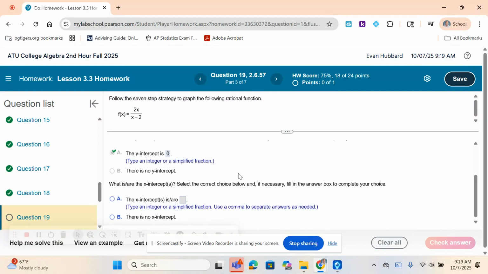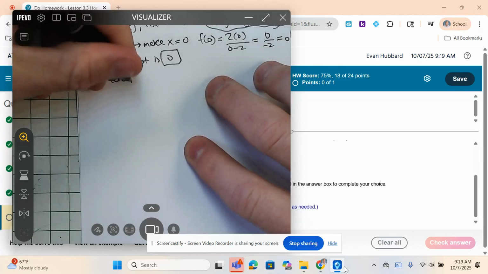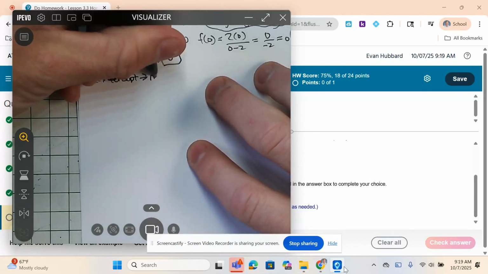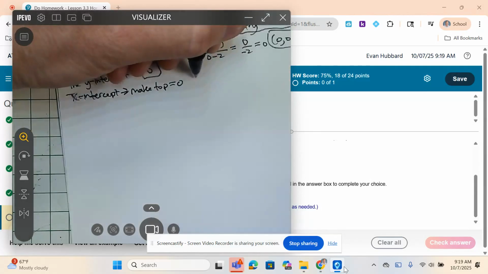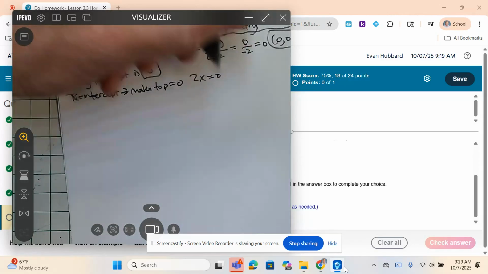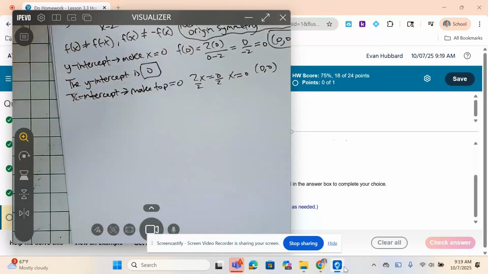x-intercept: make the top equal 0. So for the x-intercept, we make the top equal 0. So 2x equals 0, divide by 2, x equals 0. So it's 0, 0. So the x-intercept is 0 as well.